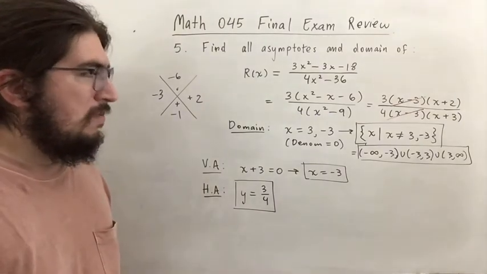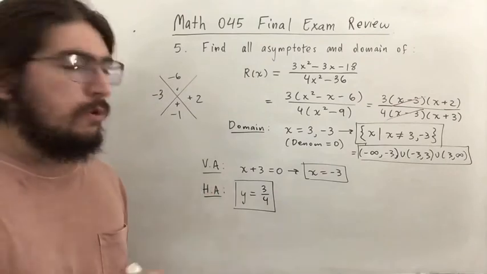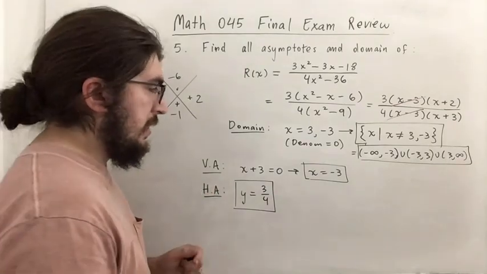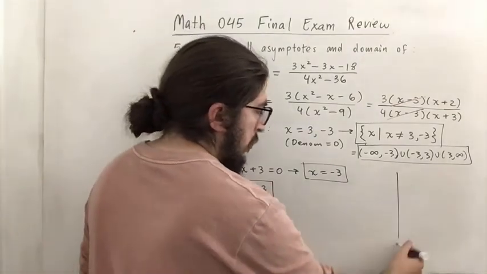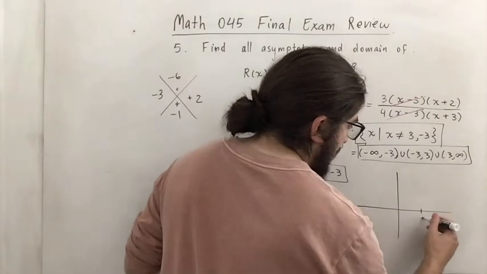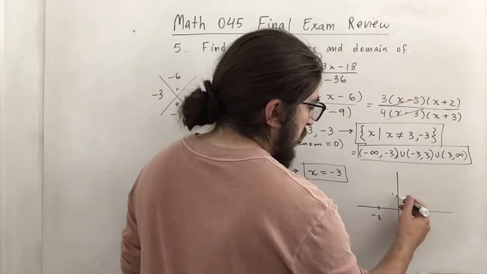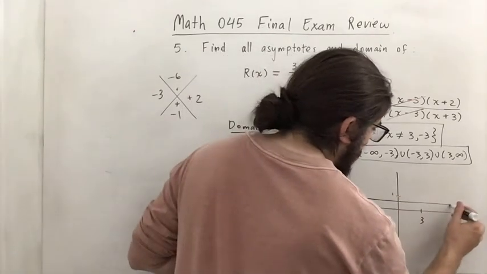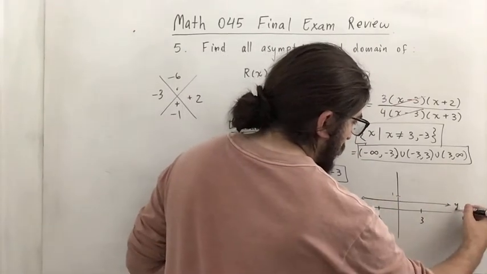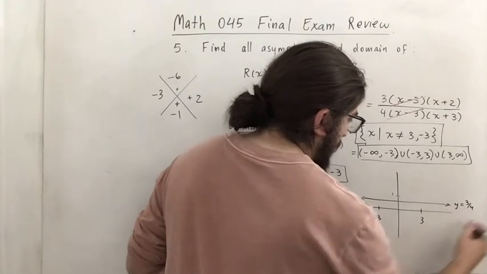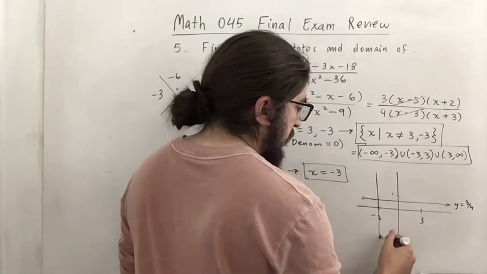Well, it's kind of weird to explain, but I'll show you the graph at least, because I think we deserve to see that at least. So here's what the graph more or less looks like. So we have x equals 3, x equals negative 3, and then let's say this is 1, so that y equals 3/4 is a little bit below that. So that's y equals 3/4. And this is x equals negative 3.